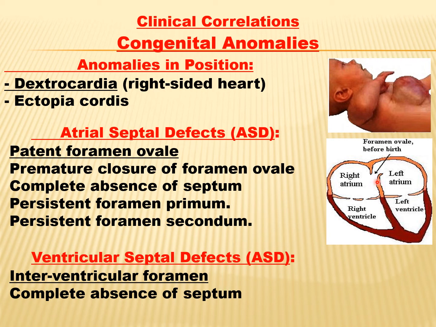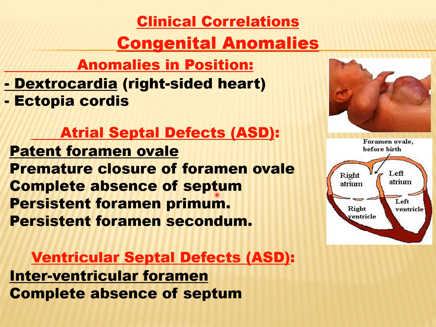The second anomaly is premature closure of the foramen ovale. Premature means closure of the foramen ovale in the intrauterine fetal life before birth. If it occurs, it might lead to death of the fetus before birth.